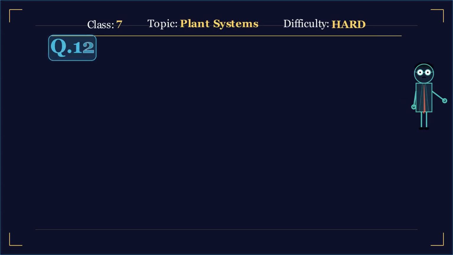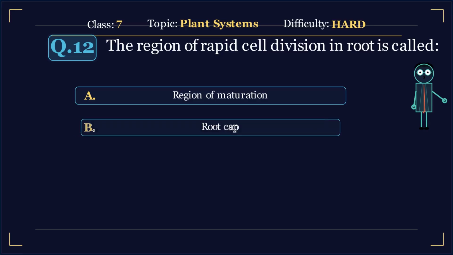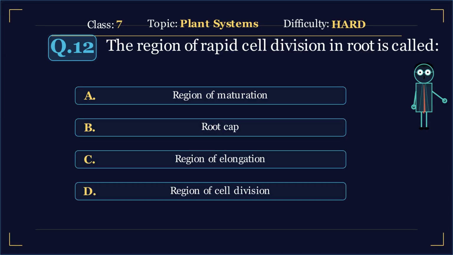Question 12. The region of rapid cell division in root is called: Option A, region of maturation. Option B, root cap. Option C, region of elongation. Option D, region of cell division. The correct answer is option D.